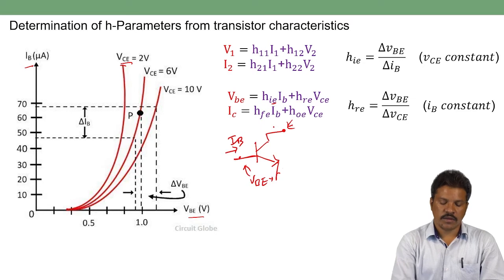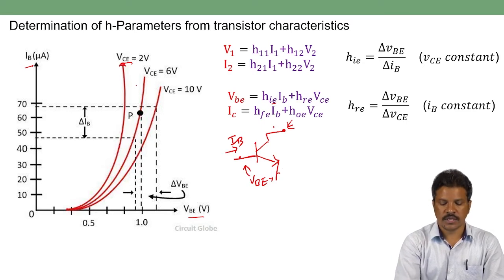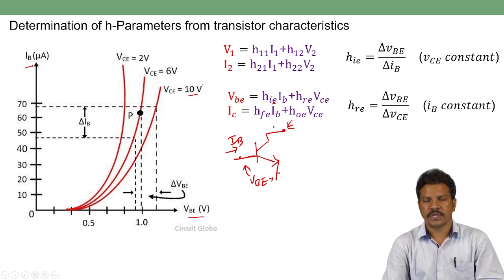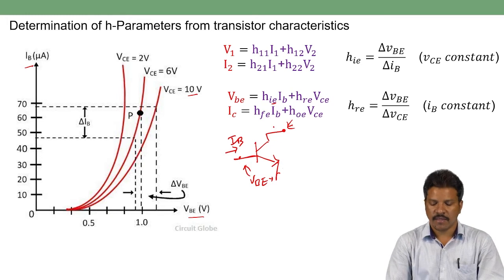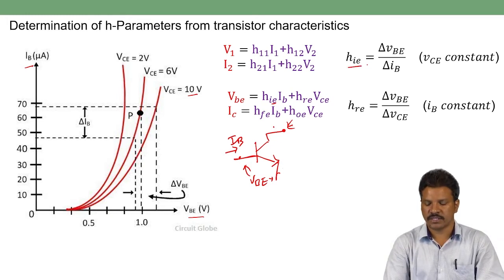We know these graphs are drawn for different VCE values, and VCE is increased from 2 volts to 6 volts, and then 10 volts. Due to base width modulation, the graphs move to the right side. Now let us find out HIE from the graphical analysis.